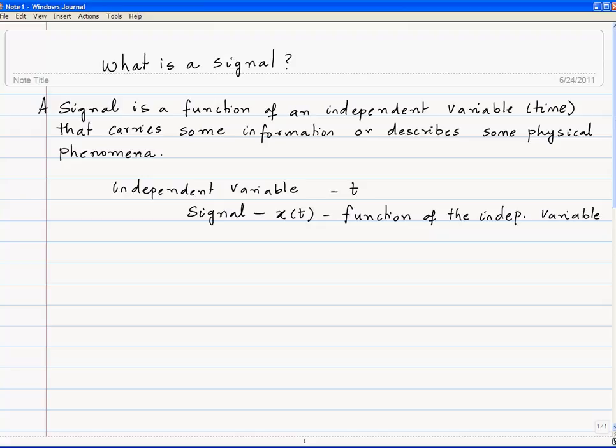Since we will largely look only at time as being the independent variable, I think I will say it's a function of time. Okay, so what does it mean for this to be a function of time? What it means is that for every chosen value of t, or every given value of t, x of t takes a particular value. Okay, and often these signals can be described either mathematically. So how can we describe these signals?